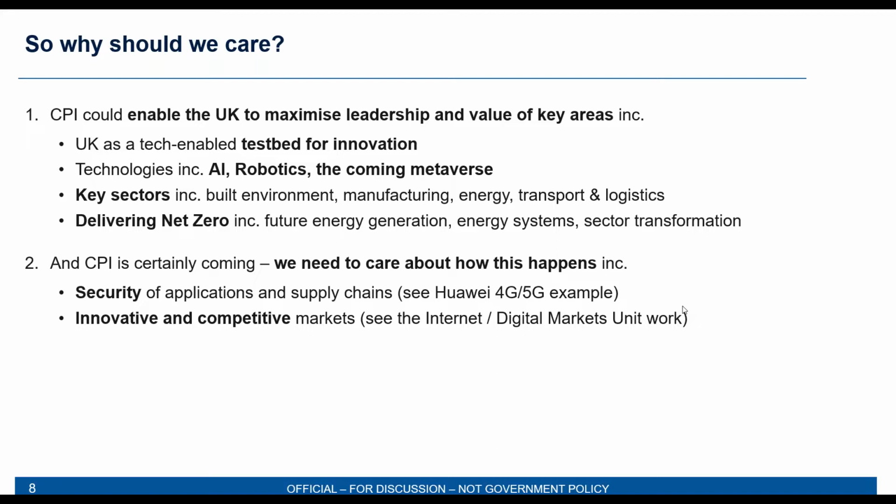Real opportunities to exploit some technology areas we're really strong in already, so AI and robotics, and also thinking about the coming metaverse. And there's also, as we covered with the previous slide, a lot of opportunities within sectors we already have great strength in, so built environment, manufacturing, energy, transport and logistics. And I think that's the point that I trailed earlier, that there's a big net zero theme across all of this. So there are some really critical use cases in this space. So future energy generation, our future nuclear power plants aren't going to have humans in them. They're going to be large, highly sensorized buildings operating with autonomous systems inside, doing all the monitoring, the safety, the operations, responding to crises.